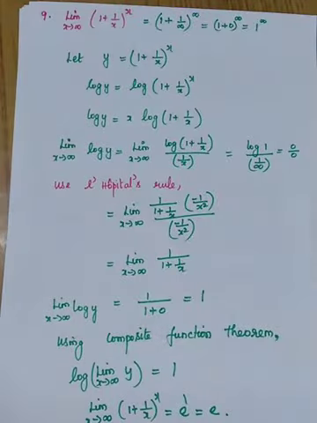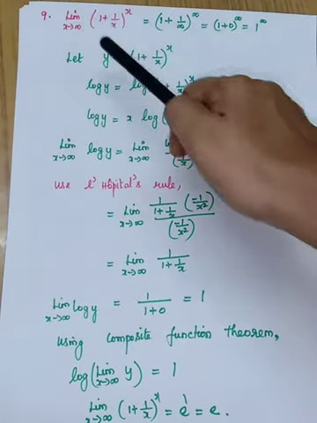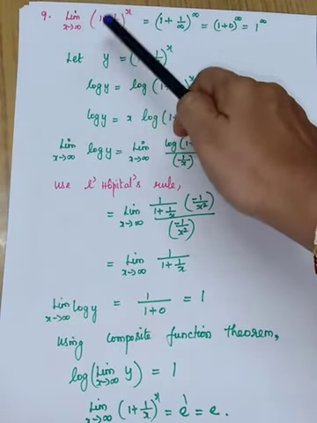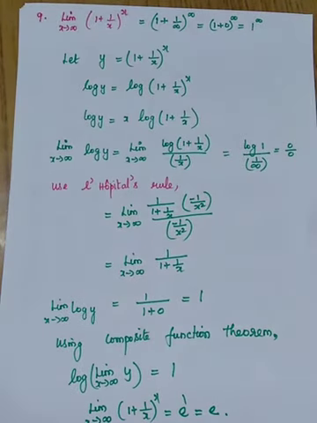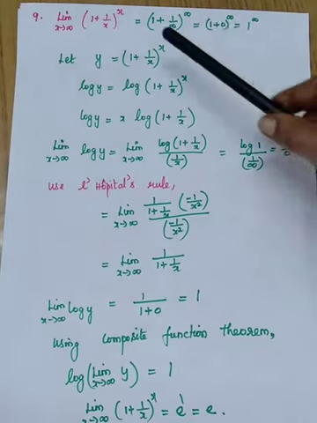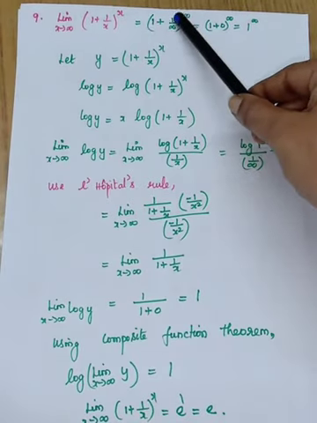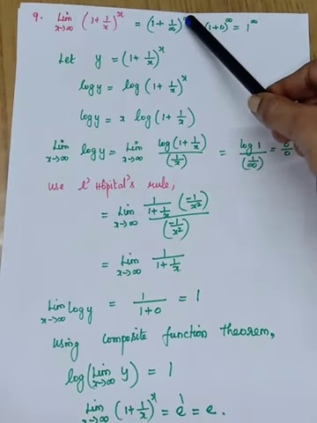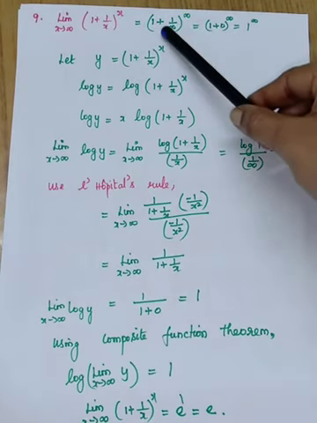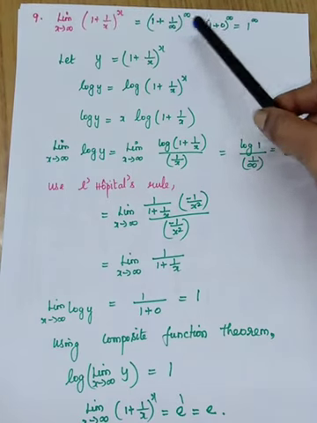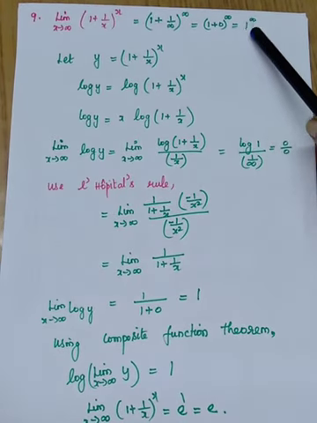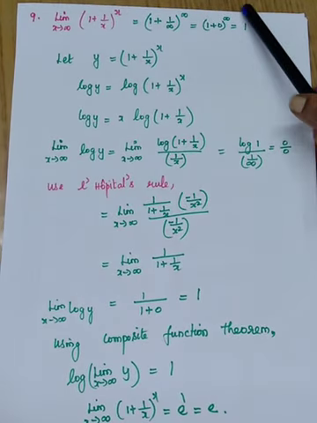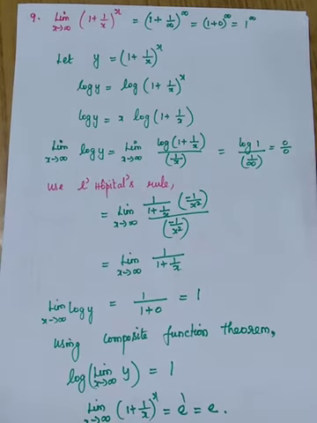Come to the 9th problem. You see that limit x tends to infinity 1 plus 1 by x the whole power x. So first apply the limit. So 1 plus 1 by infinity to the power infinity. 1 by infinity is what? 0. So 1 plus 0 to the power infinity, so that is 1 to the power infinity. It is also an indeterminate form.